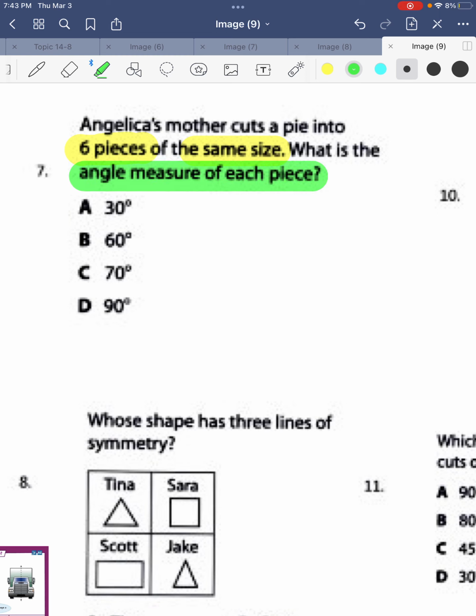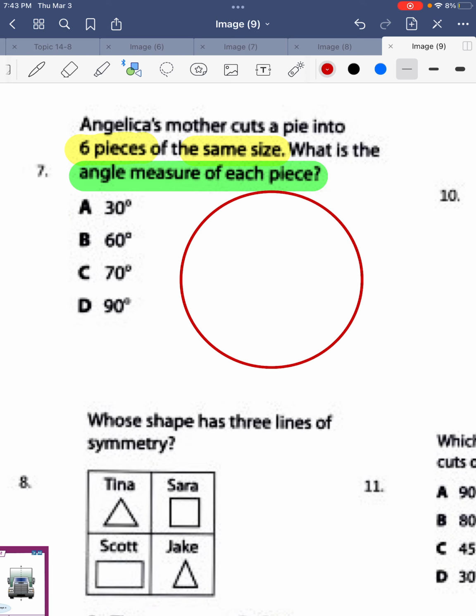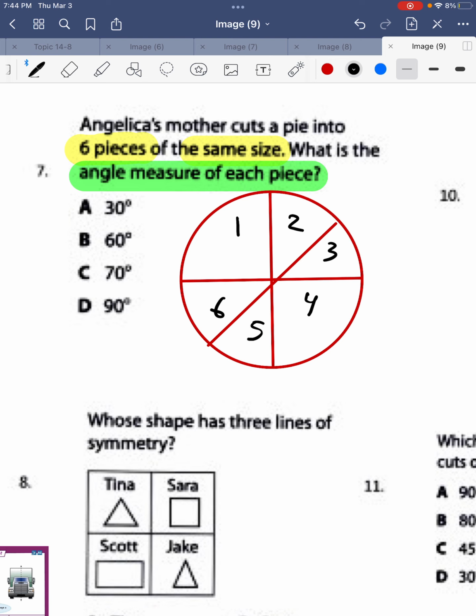Okay, so to make this problem a little bit easier, we're going to draw a pie. I'm going to draw a circle, and I'm going to cut this circle into 6 pieces. So cut it in half. Cut it the other way. Cut it this way. Okay, and then 1, 2, 3, 4, 5. So that should be 6. My circle is not perfect. So 1, 2, 3, 4, 5, 6.